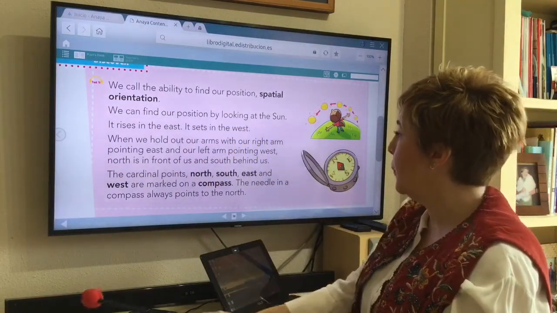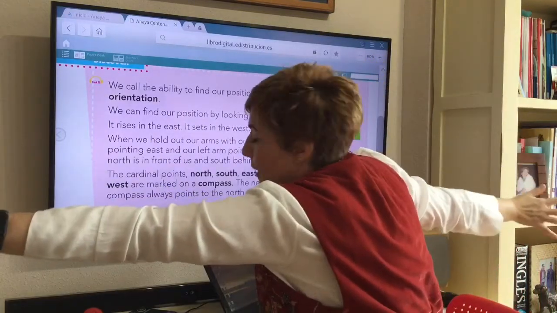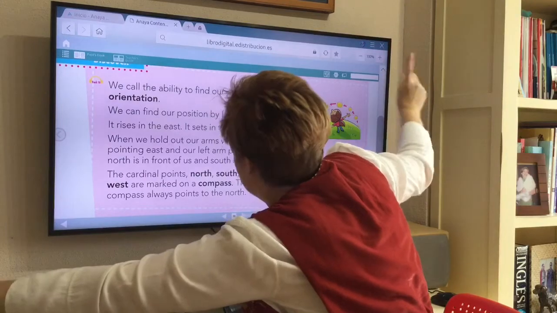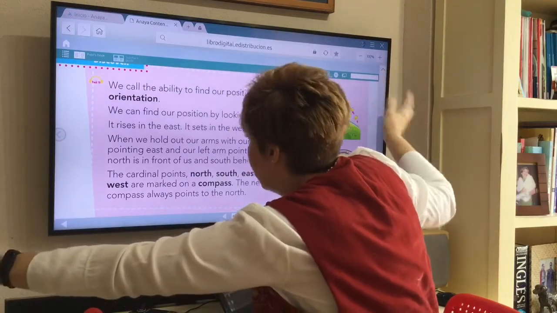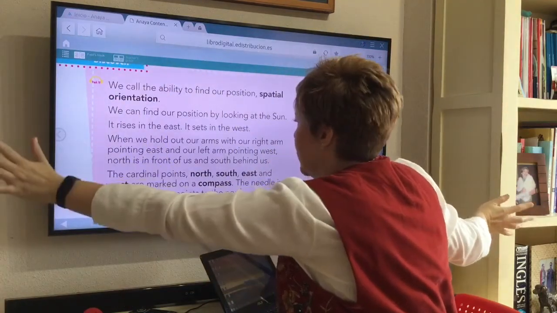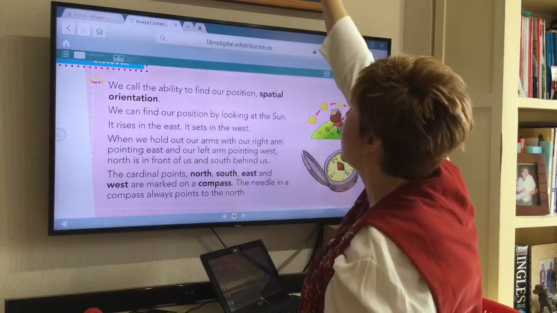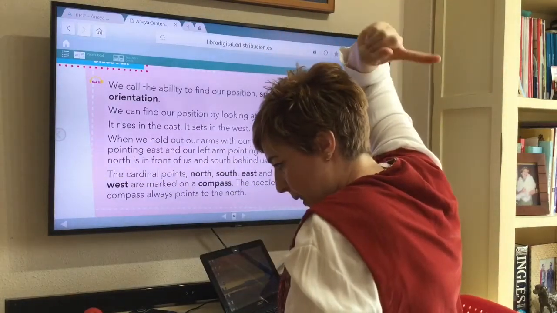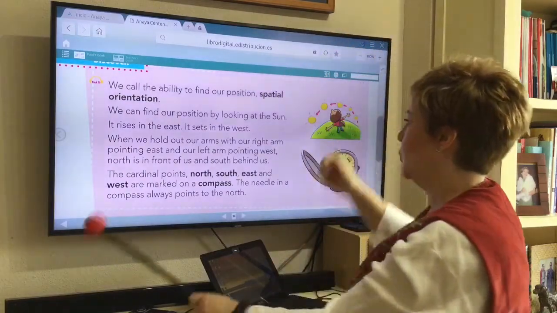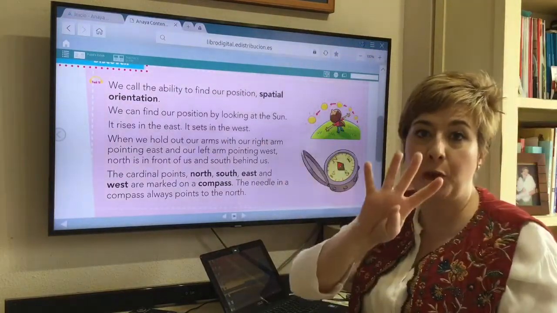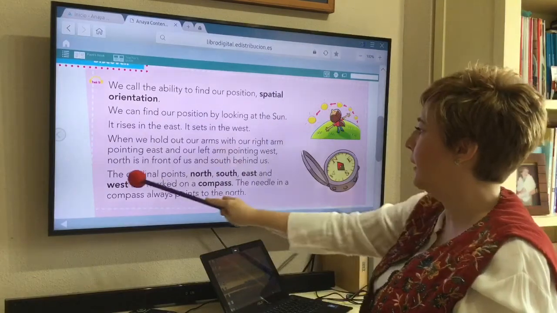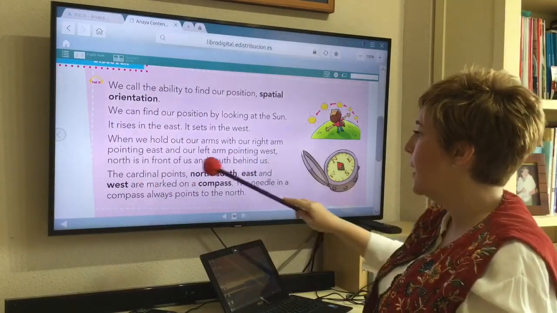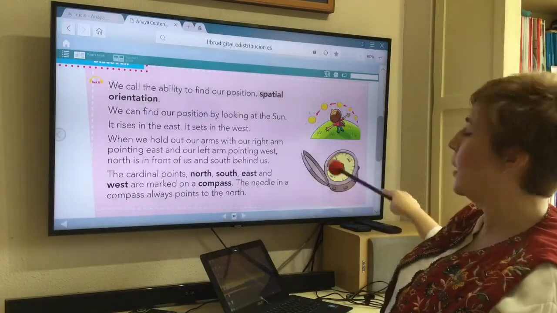When we put our hands like this, our right hand is going to point east. This is east, and this is west. North is that or that, and south would be that, behind you, okay? Those are the 4 cardinal points. The cardinal points are north, south, east, and west, and are marked on a compass.